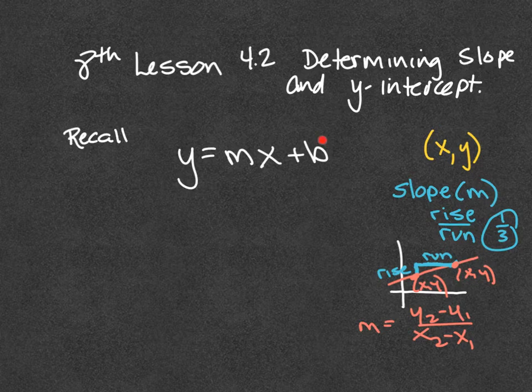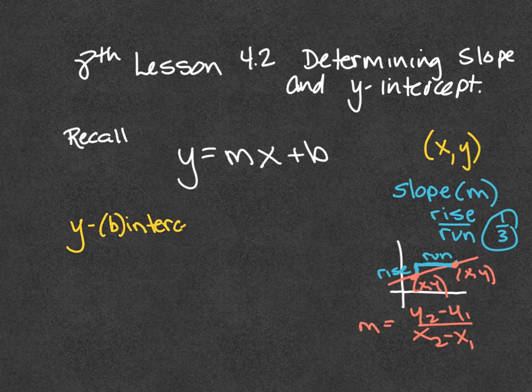The other number that is represented here is b. That refers to our y-intercept. Why they use the letter b, I have no idea. I call it my y-intercept just to help me remember that that's what that b represents, the y-intercept, even though b has nothing to do with it.